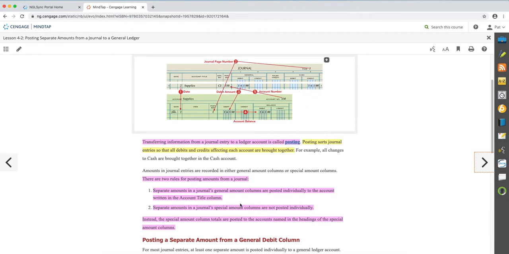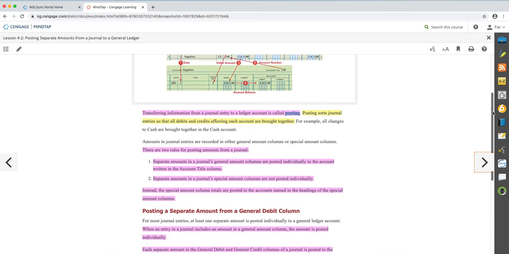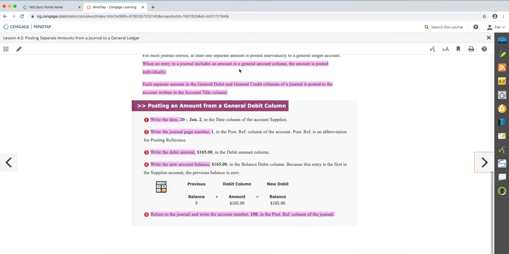It says instead, the special amount columns, sales, cash debit, cash credit, totals are posted in the accounts. Okay, so we'll post those totals. So that's why the heading says from general debit. We're only going to work with general debit right now, then we'll work with general credit. Okay, when an entry in a journal includes an amount in a special amount column, the journal is posted individually. We've explained that multiple times.